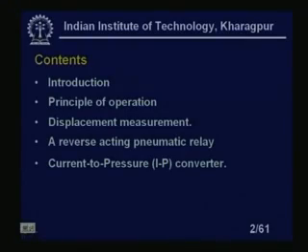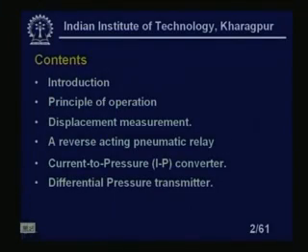Then we will also see the current to pressure converter, or I to P converter, using the flapper nozzle system, and how we can make it, because in many processes we always need I to P converters. In many cases we have to convert 4 to 20 milliampere of current to 3 to 15 psi of pressure. In that type of situation we need this I to P converter.